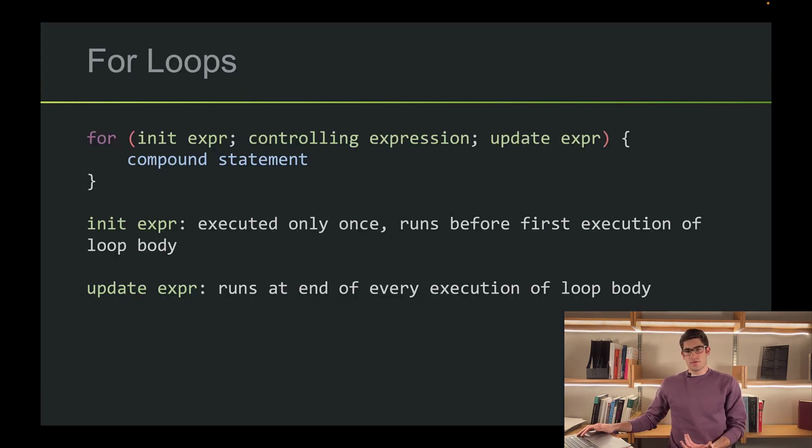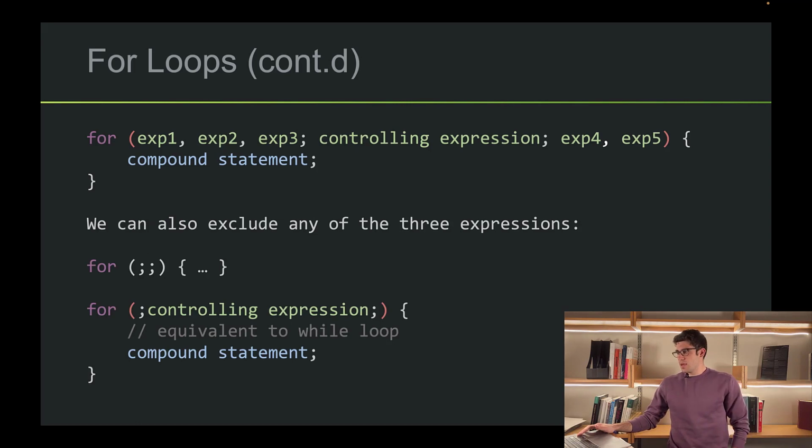But now let's look at some extra attributes that for loops have. For loops can have any number of expressions in the initialization expression portion and the update expression portion. But these expressions have to be glued together by commas. We'll see how this looks in the code a bit later. Then we can also exclude any of the three expressions as well. As you can see, I have an example of that where I just have 2 semicolons in the round brackets, and this will result in an infinite loop. And also, if we just include the controlling expression and nothing else, then our loop will behave exactly like a while loop.